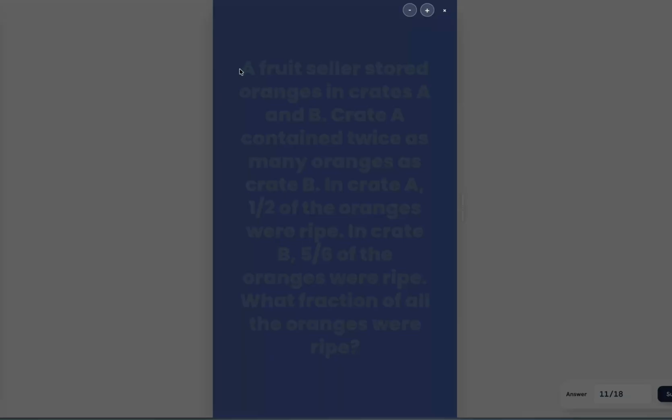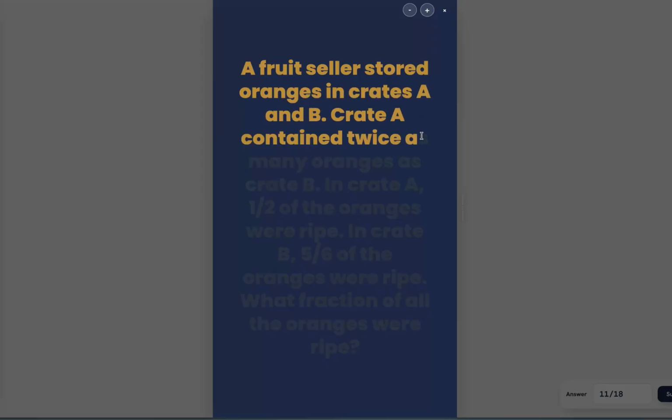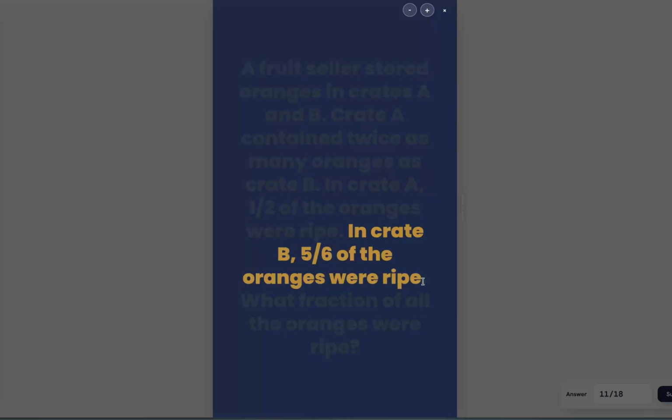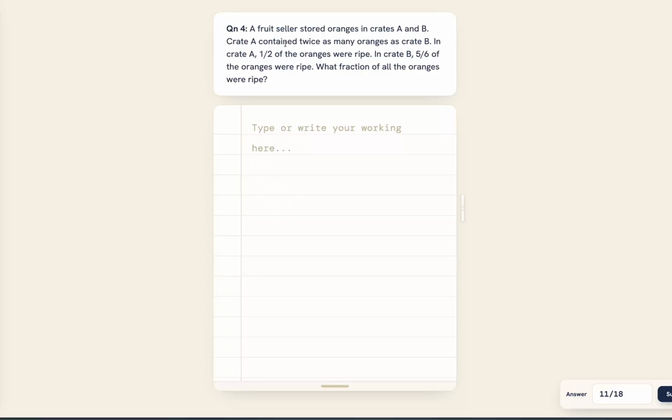Question number 4. A fruit seller stored oranges in crates A and B. Crate A contained twice as many oranges as crate B. In crate A, half of the oranges were ripe. In crate B, 5/6 of the oranges were ripe. What fraction of all the oranges were ripe? From the statement, crate A contained twice as many oranges as crate B. So we can convert this into units. Crate A will be equal to 2 units, and crate B will be equal to 1 unit.